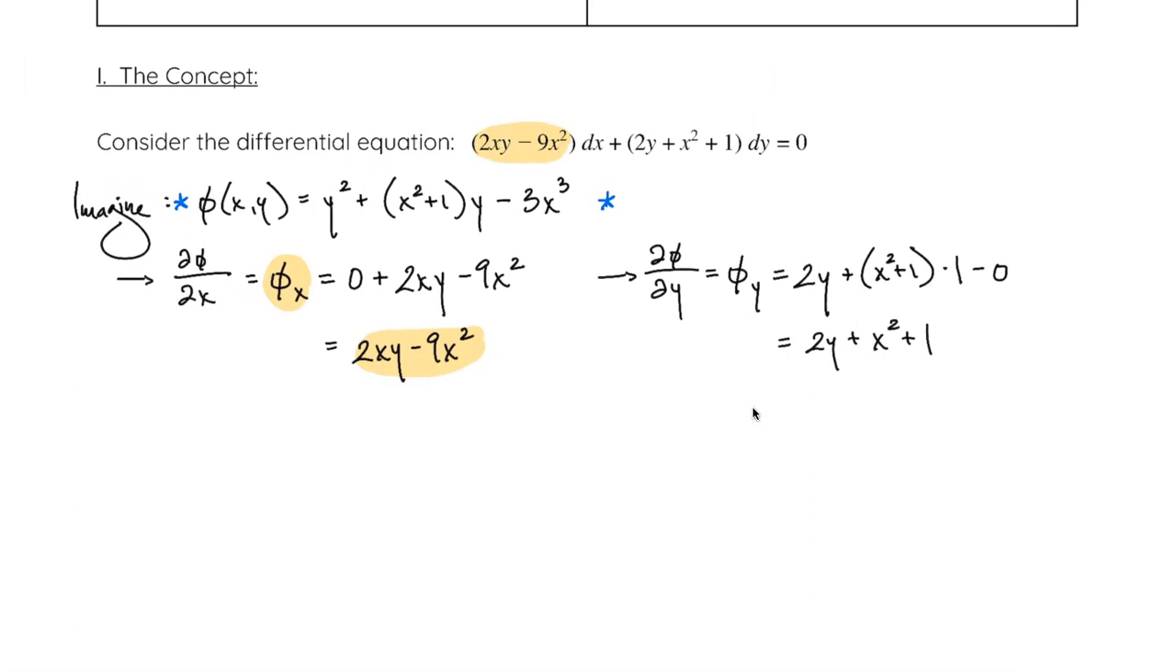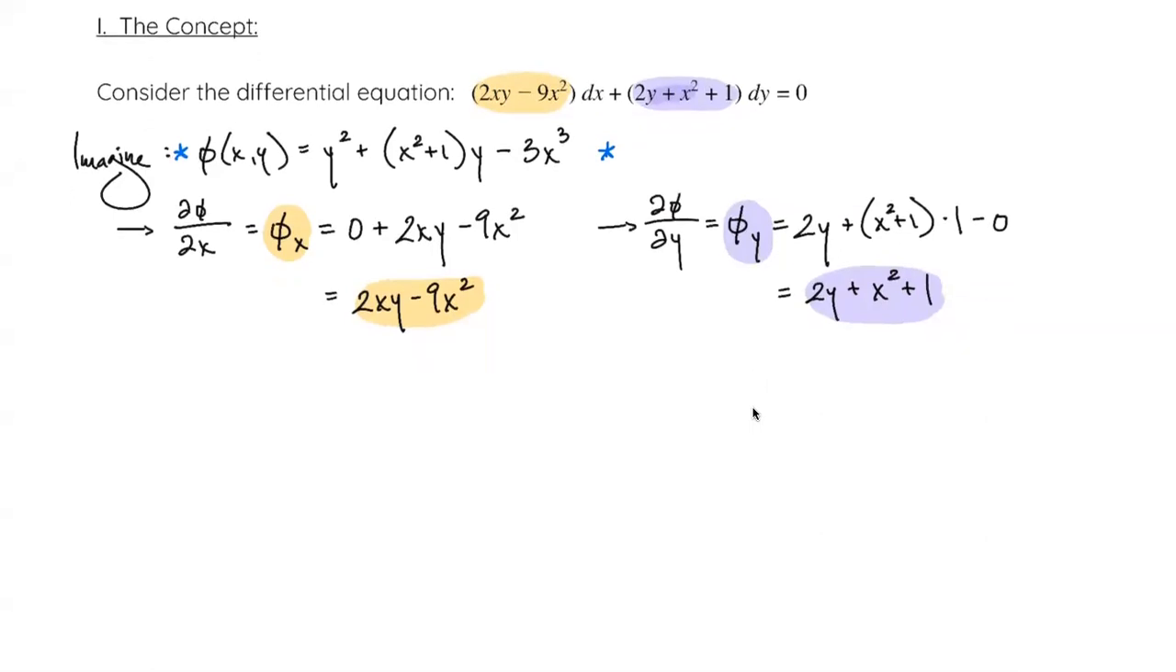Okay, let's try taking a look at phi sub y, or the partial derivative of phi with respect to y. We got 2y plus x squared plus 1. And wow, over here we have 2y plus x squared plus 1. Well, it turns out that that is not a coincidence. All right, it is not a coincidence.